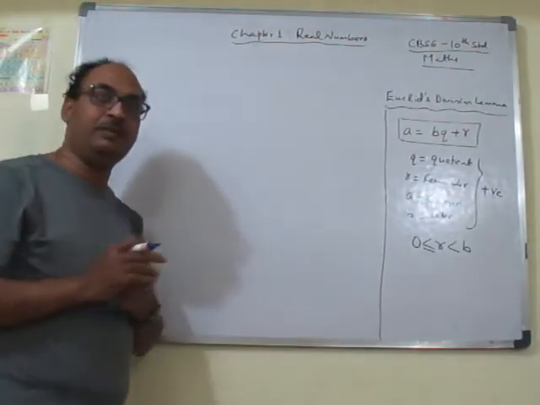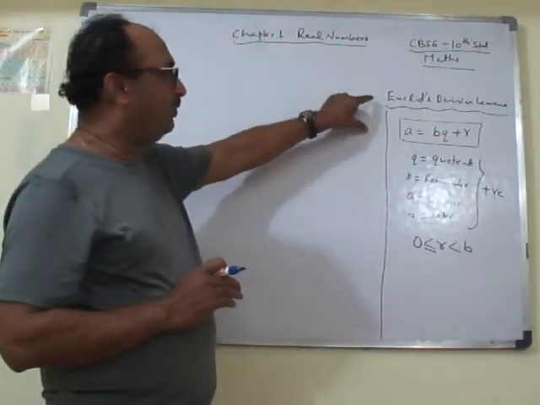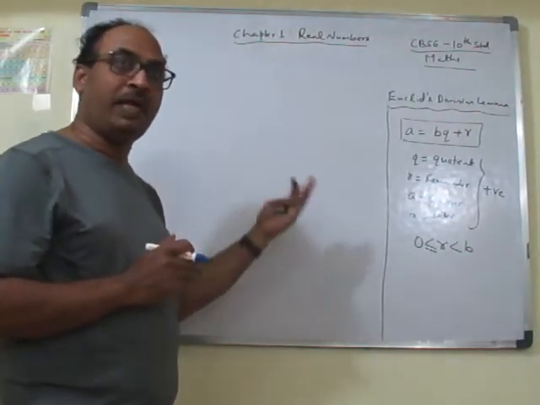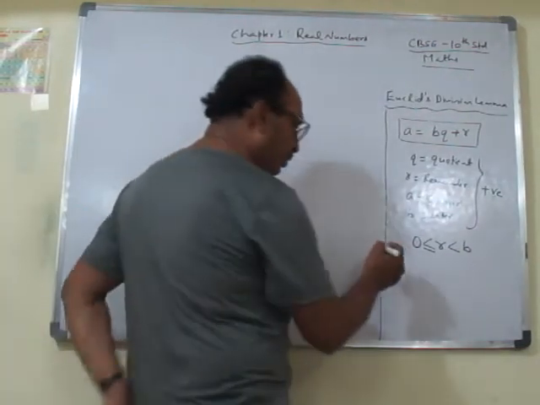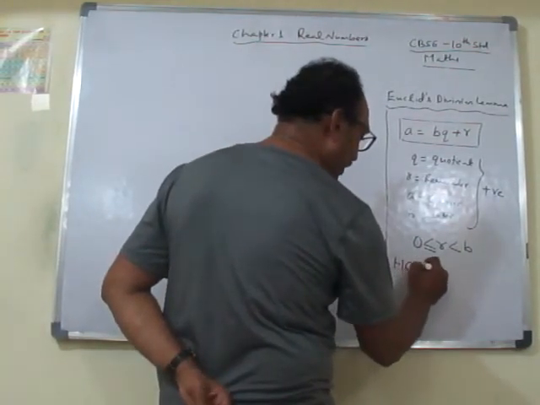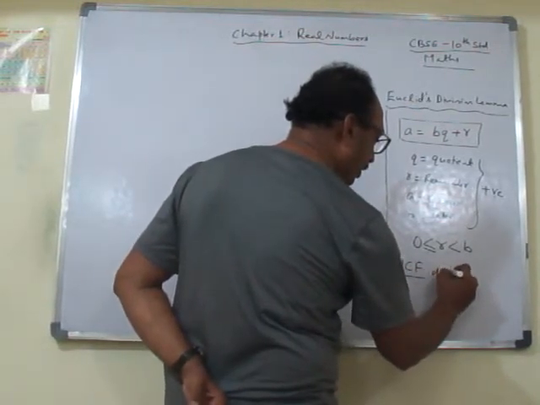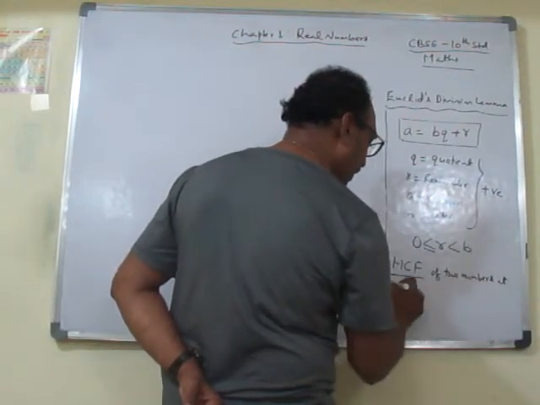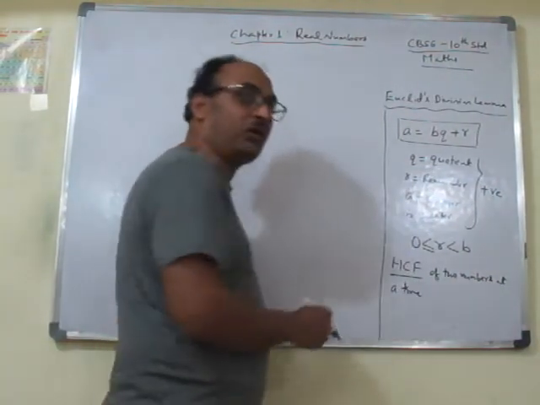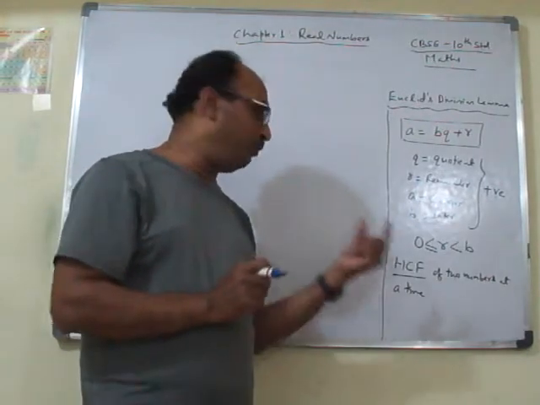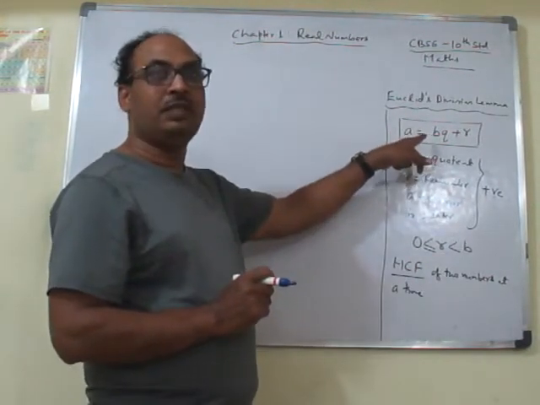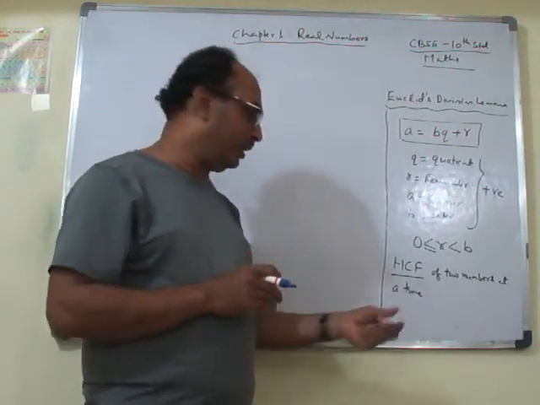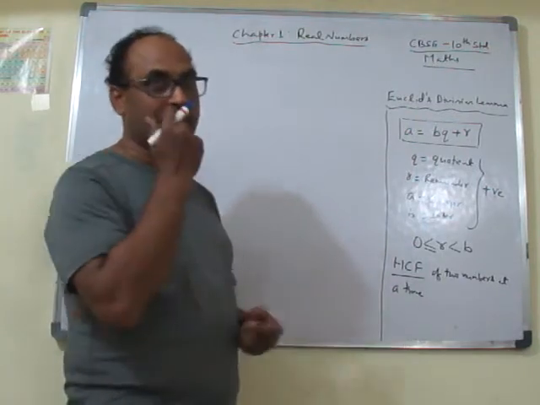And we already studied that Euclid's division lemma is applied to find the HCF. We went for finding the HCF of two numbers at a time. At a time means we cannot take three numbers; we have to take two numbers so that we can use Euclid's division lemma.